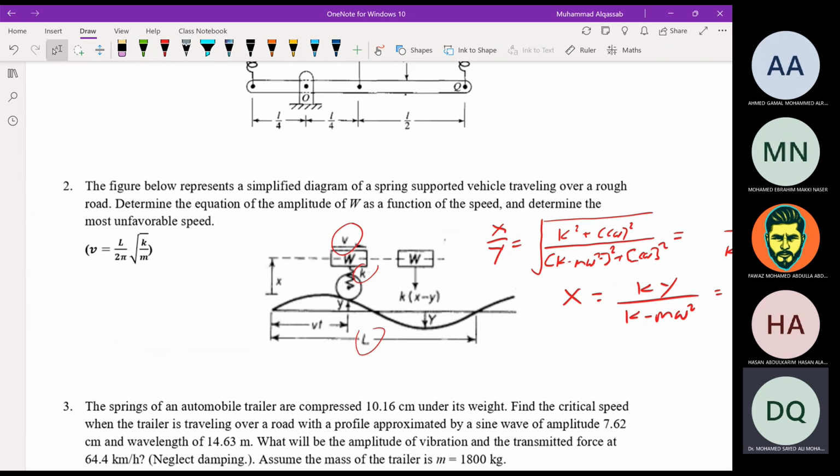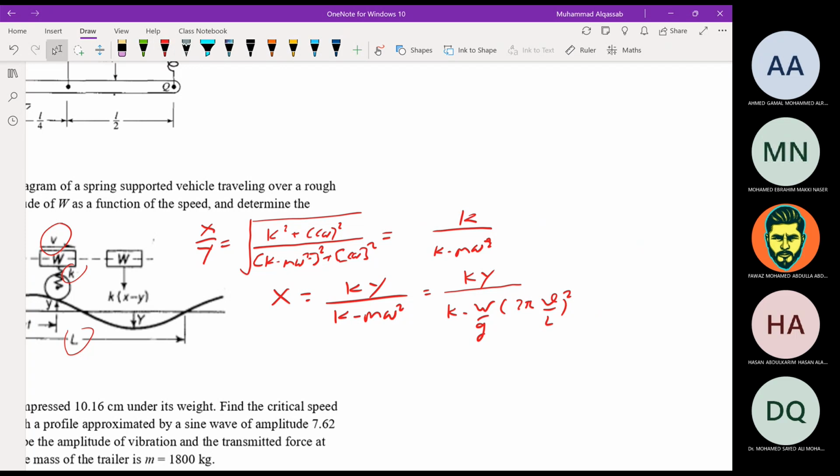There is another question, to determine the most unfavorable speed. The most unfavorable speed is the speed at which the amplitude is the highest, the maximum, which in this case will occur at resonance. We can see that if V is equal to a value that makes the denominator equal to 0, that means x will be infinity. So to get the most unfavorable speed, which we can sometimes call V critical, we put k minus w over g times 2 pi Vc over L, squared, equal to 0, and from here you can get Vc.